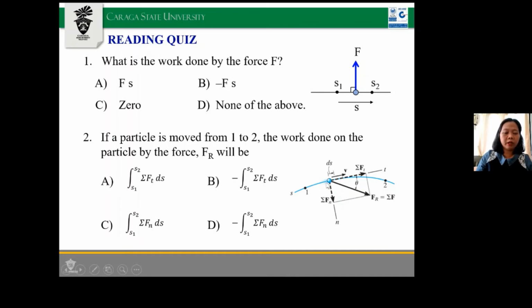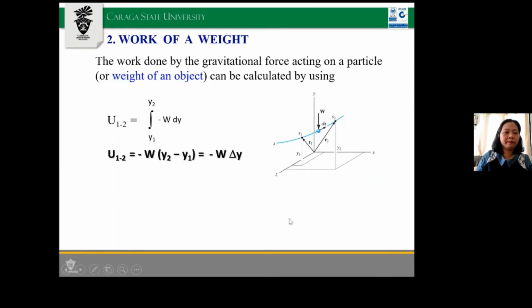Also remember that the direction of the force is towards 2, and the movement is from 1 to 2. So therefore, it is positive. The correct answer is A. The integral of the summation of tangential forces ds from S1 to S2. And it is positive because the displacement is in the same direction as the force, Ft.